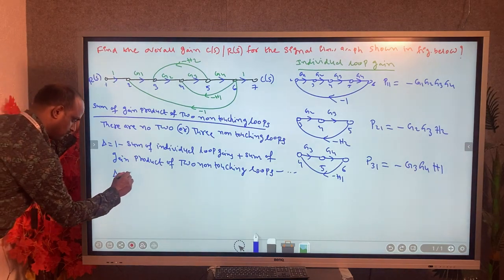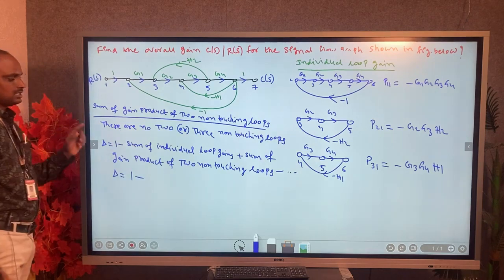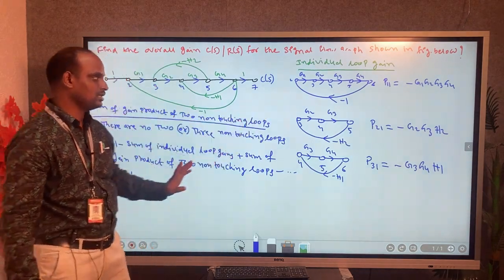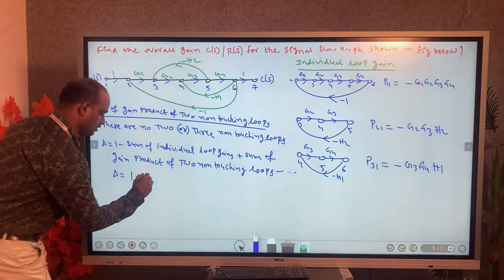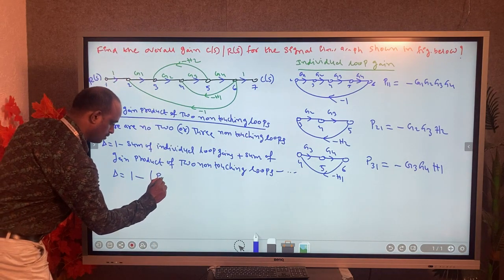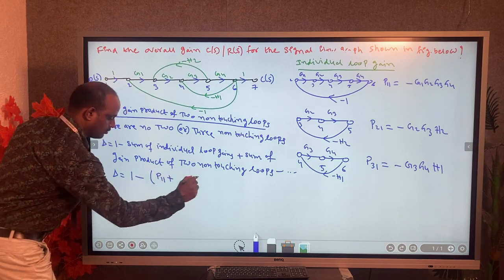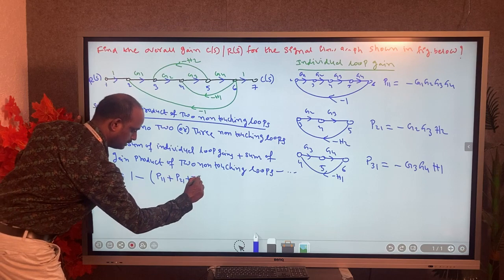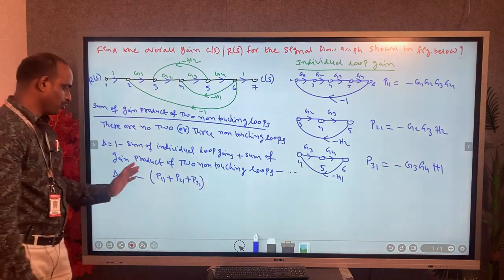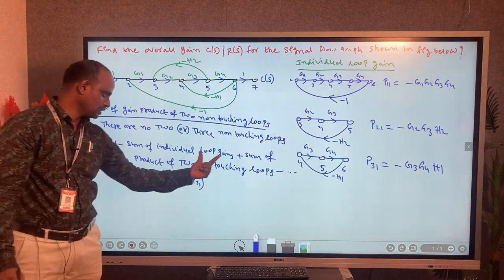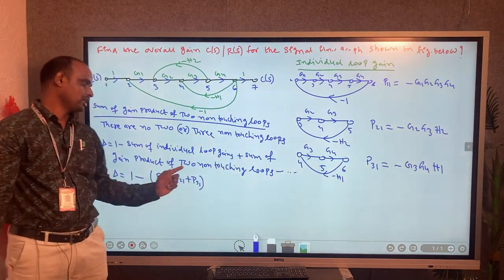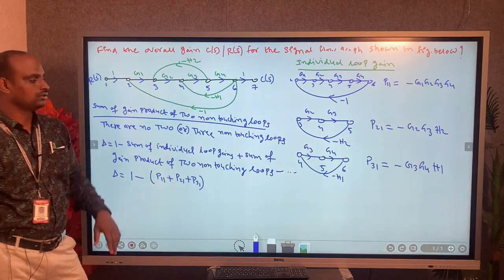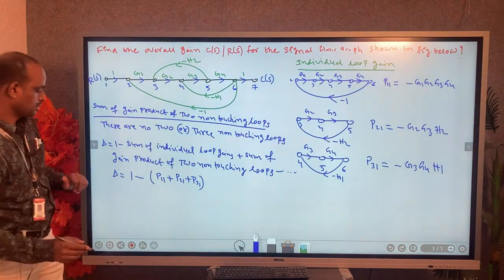Delta equals 1 minus the sum of all the individual loop gains. We have already calculated the individual loop gains: P11, P21 and P31, and the remaining portion is not there. Then plus the sum of gain products of two non-touching loops, which we have written already. There are no two or three non-touching loops, so that portion is 0.